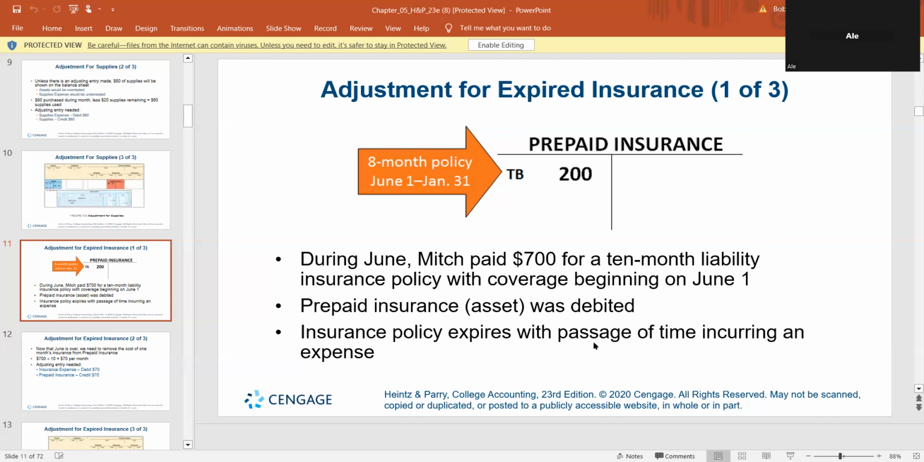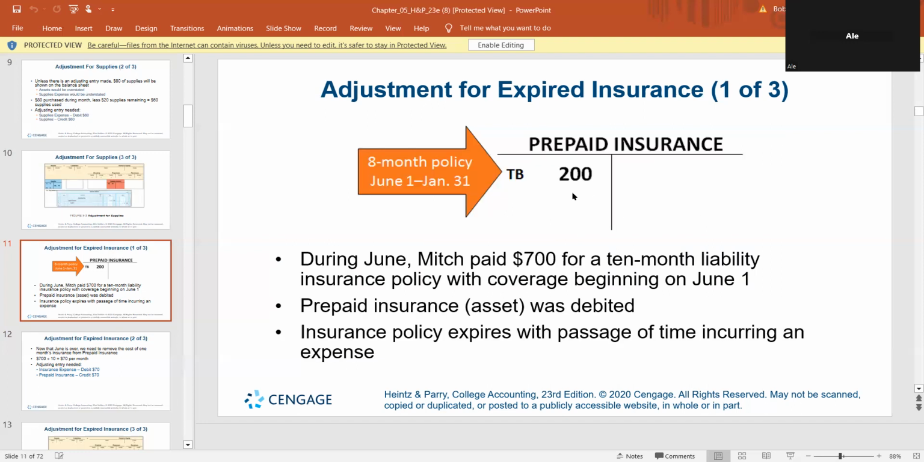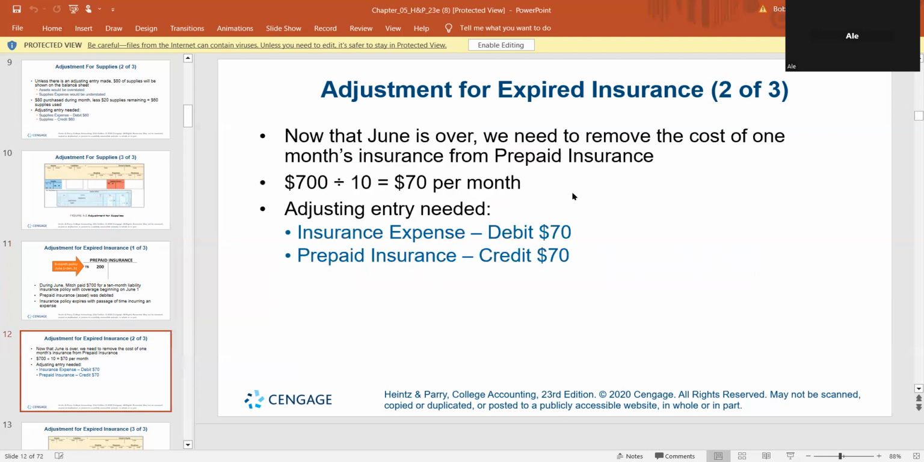So Mitch bought an insurance policy for $700. This is supposed to be $700 up here, I think. He bought a $700, 10-month policy. So what did he do? He debited the asset called prepaid insurance, and he credited cash. Now he says to himself, well, 1/10 of that $700 I earned in this current month. June is over. We need to remove the cost of that insurance from the prepaid. So we're going to debit insurance expense for $70, credit prepaid insurance.